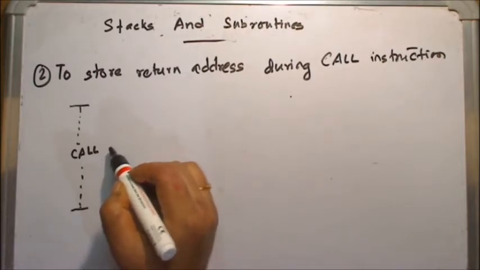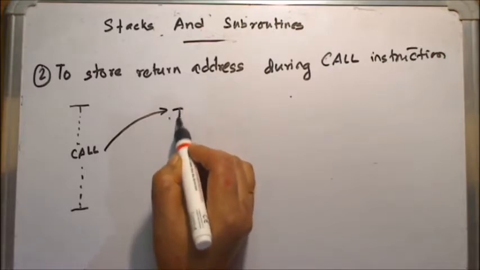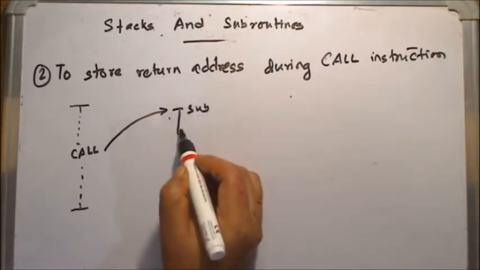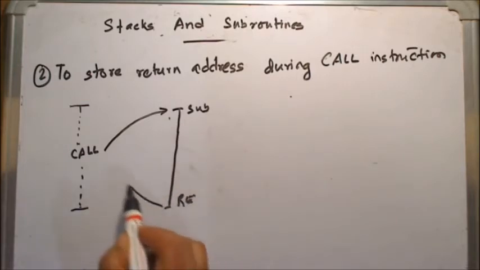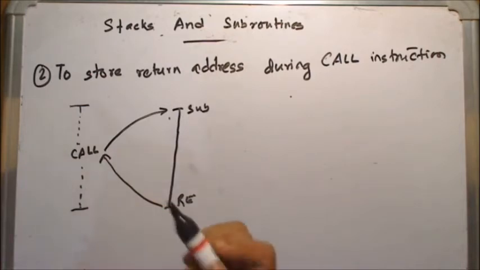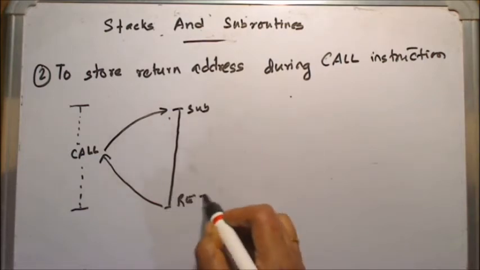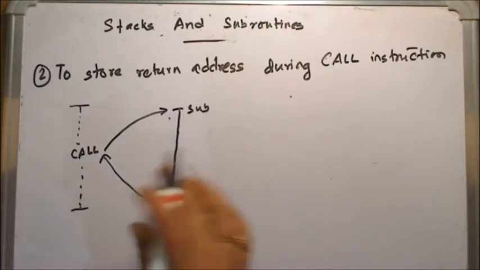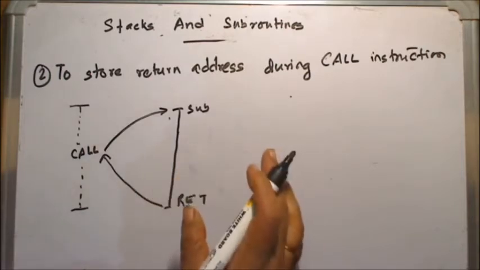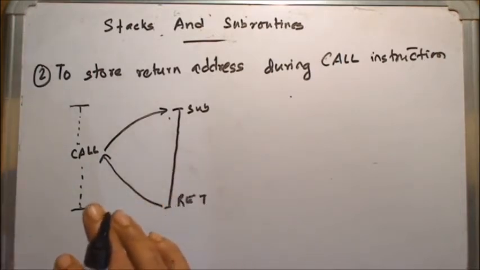So you are calling a function. It will go to the function and execute the subroutine, and then it will return to the next instruction. So this is your subroutine. To return from the subroutine, you need a return instruction. Now to invoke the subroutine, you write a call.